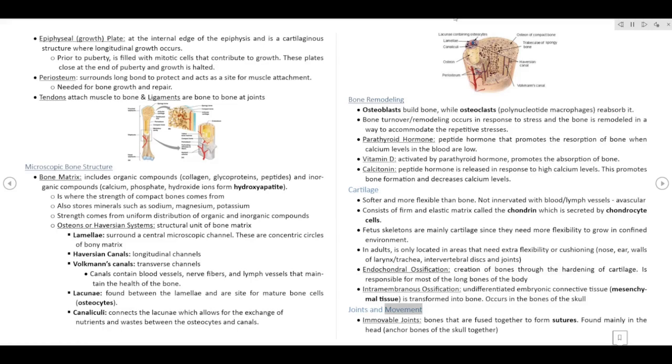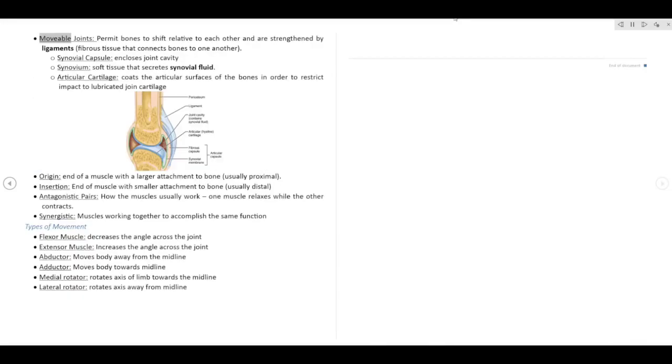Joints and movement. Immovable joints are bones that are fused together to form sutures. They are found mainly in the head, anchoring bones of the skull together. Movable joints permit bones to shift relative to each other and are strengthened by ligaments, fibrous tissue that connects bones to one another. The synovial capsule encloses the joint cavity. Synovium is soft tissue that secretes synovial fluid. Articular cartilage coats the articular surfaces of the bones in order to restrict impact to lubricated joint cartilage.